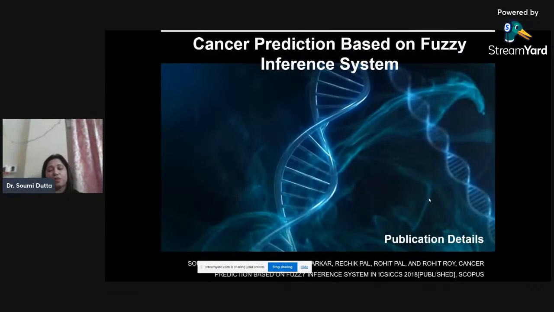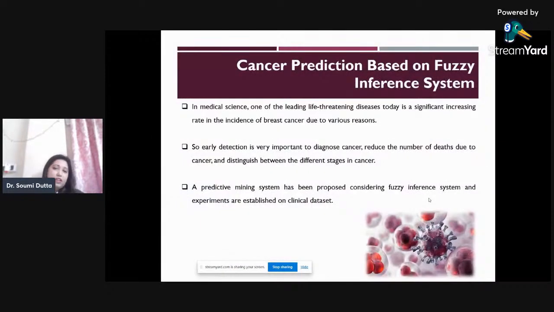So another topic I thought I could cover is the fuzzy inference system, which you can use for cancer prediction, or for any sort of data set you can take for any sort of prediction. Here we basically have the fuzzy inference system. This is a cancer prediction problem.